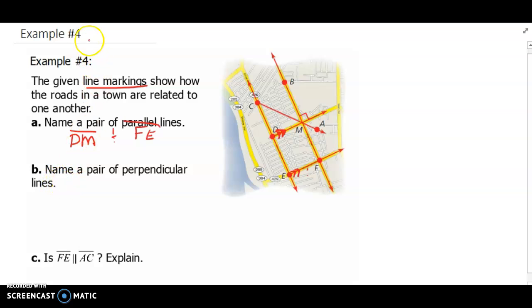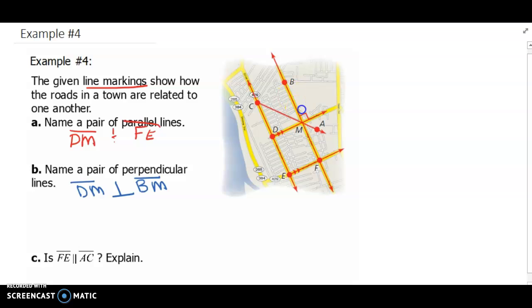B says name a pair of perpendicular lines. Well, now we're talking about perpendicular. So you need to ask yourself what perpendicular means. Remember that perpendicular means that they cross at a 90-degree angle. Well, the only 90-degree angle we see here is right here. So that means this line and this line are perpendicular. So I could say DM, and I'm going to use the symbol, is perpendicular to BM.